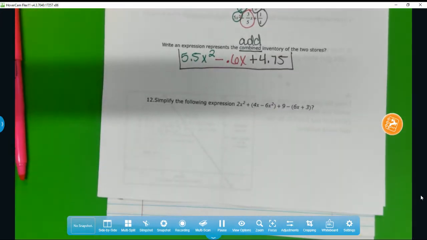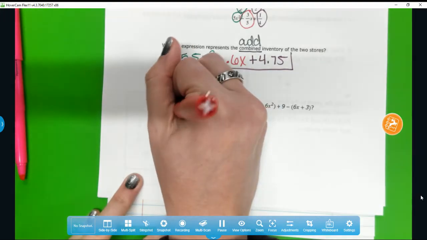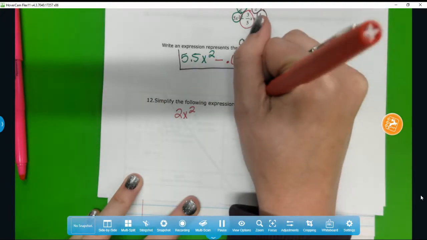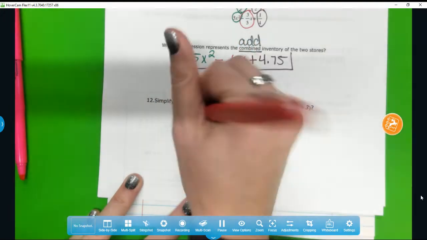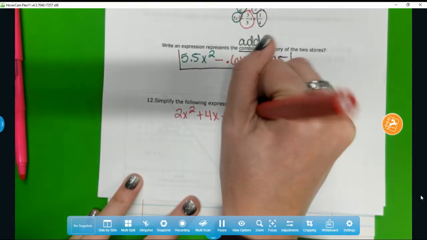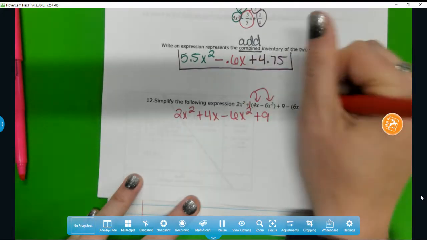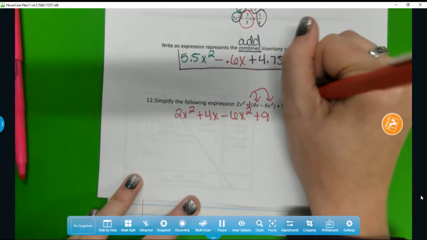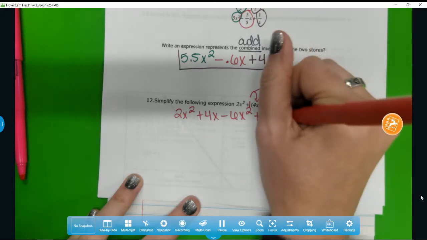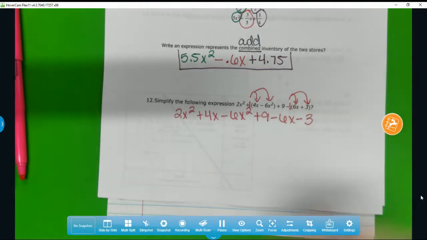Okay, number 12 is similar to the one above it. So we're going to get rid of these parentheses. So here I'm going to put a 1. So I'm going to have 2x squared, distribute my positive 1. So plus 4x minus 6x squared. Okay, then I just bring down the plus 9. Here I have a negative 1. So I'm going to have minus 6x minus 3. All right.